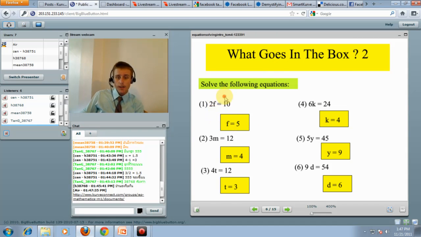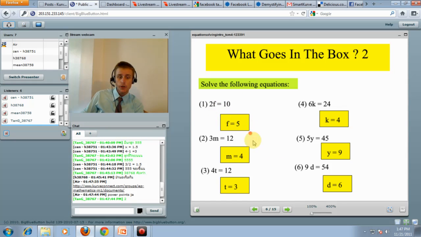So for number 1, who can tell me what you divide each side by? 2. Correct. You divide both sides by 2 because, again, you want to isolate that f. So you cross out 2 divided by 2 is 1, so we have f equals, and 10 divided by 2 is 5. Perfect. Now in number 2, what do we divide each side by?